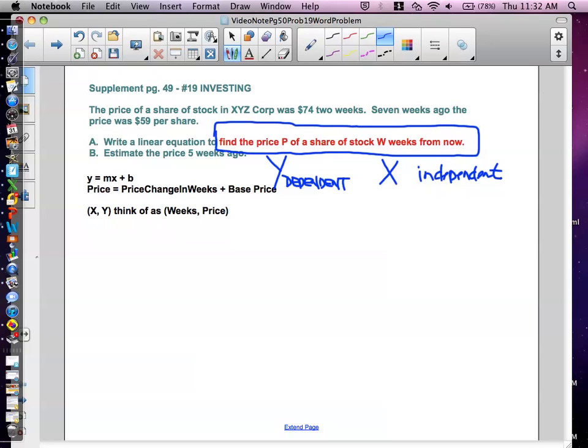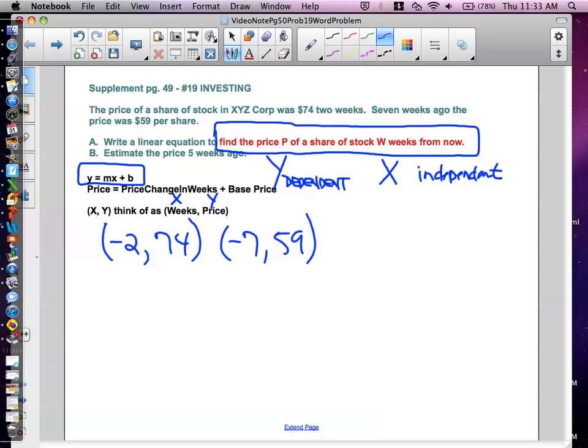So if I have my XY ordered pair, I could set up a corollary ordered pair with weeks and price, weeks being the X and price being the Y. Here's my slope-intercept form of the linear equation, and I need to set up my ordered pairs. 2 weeks ago, and since it's in the past, I would represent 2 weeks ago as -2. 2 weeks ago, my price was $74. 7 weeks ago, my price was $59.